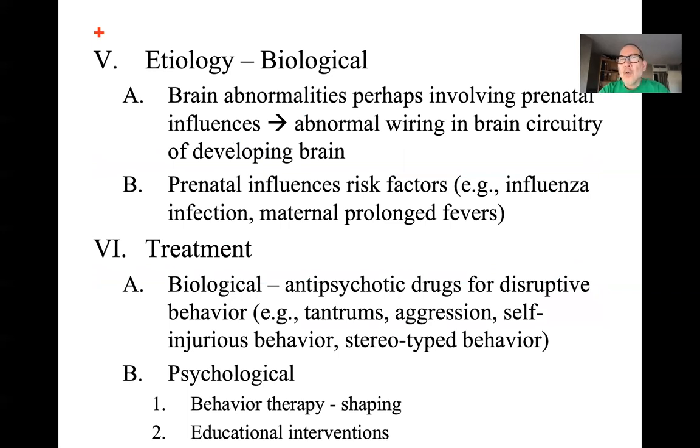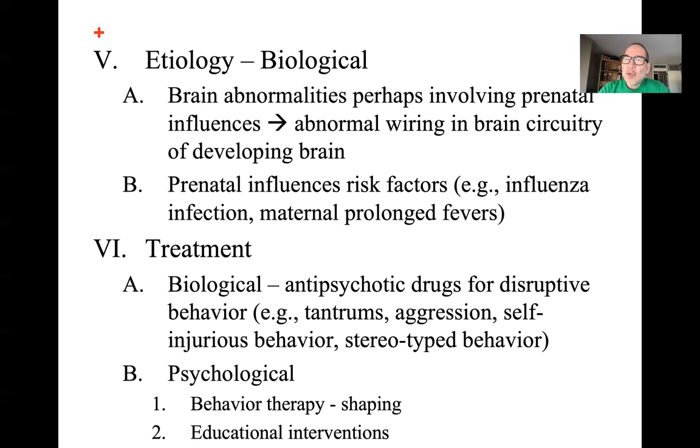Now, what causes autism? Well, we have some ideas based on the research. It seems to have a clear biological genetic component. There are brain abnormalities which may have occurred sometime during the prenatal period. Prenatal risk factors include things such as exposure to influenza infection and maternal prolonged fevers, and these abnormalities in the prenatal environment may have produced some abnormal wiring in the brain circuitry while the brain was developing during this very vulnerable period.